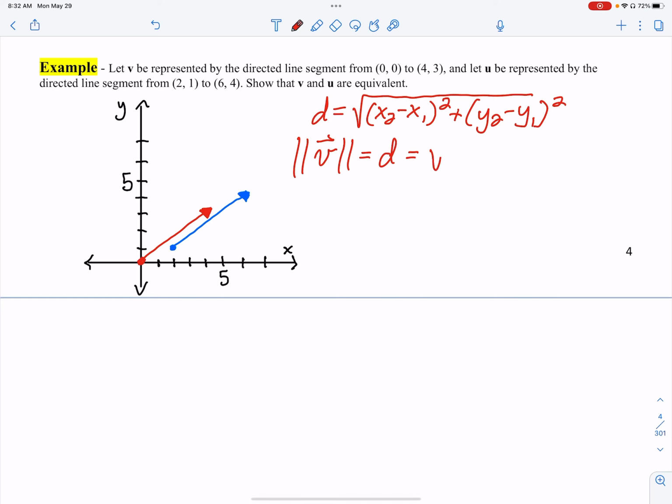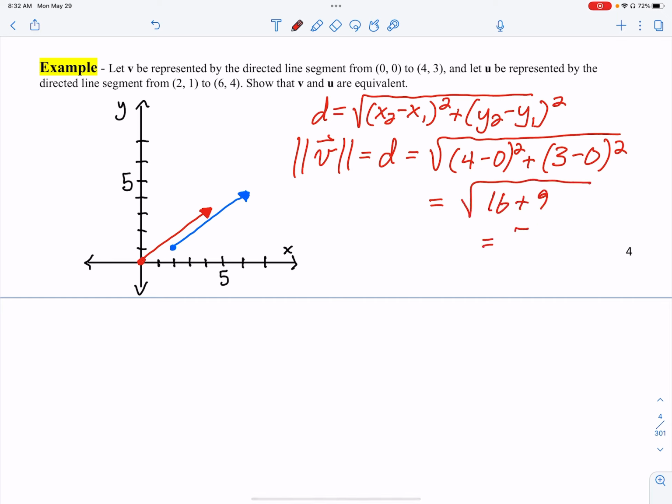All right, so we're going to plug these points in. We got (4 minus 0) squared plus (3 minus 0) squared. 0 makes it really easy for us. That gets us the square root of 16 plus 9, which is 25, which means that the distance, the length of V, is 5. Sorry, I didn't give you a whole lot of room on the sheet. I'm trying to save some paper. Okay, so we have that.